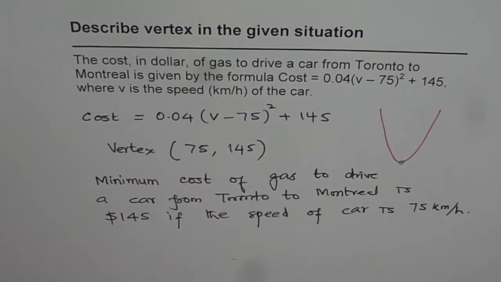The other way is that the minimum cost of the gas is going to be when the car speed is maintained at an average speed of 75 kilometers per hour, and the cost will be $145 to drive from Toronto to Montreal. So that is how we can explain this, right? So it's a communication question, so keep in mind that you should give full explanation and write down your answer in complete statement. Thank you and all the best.